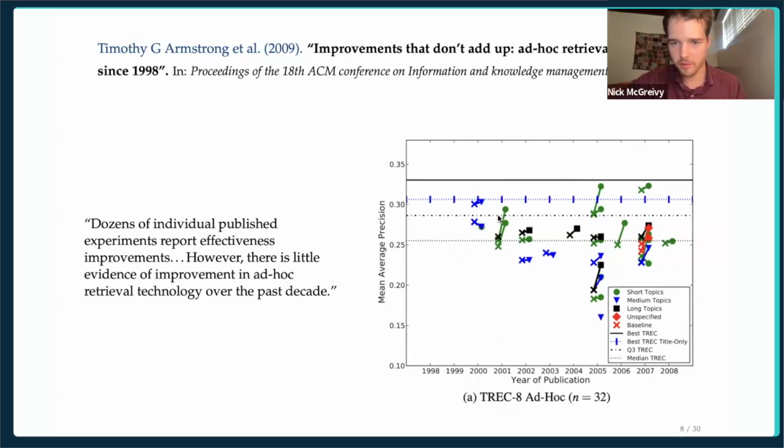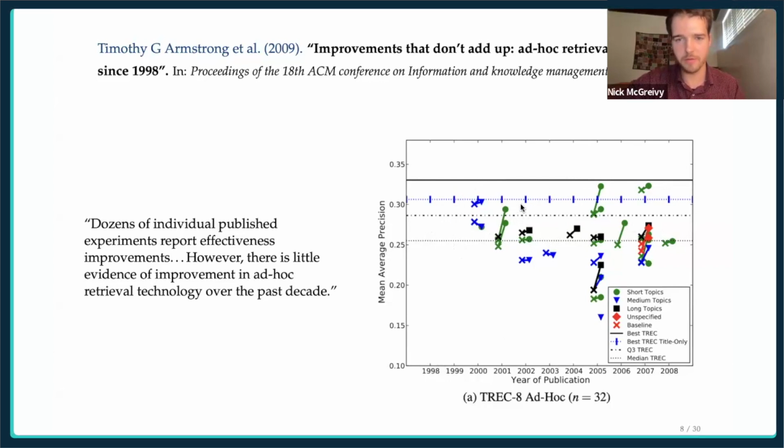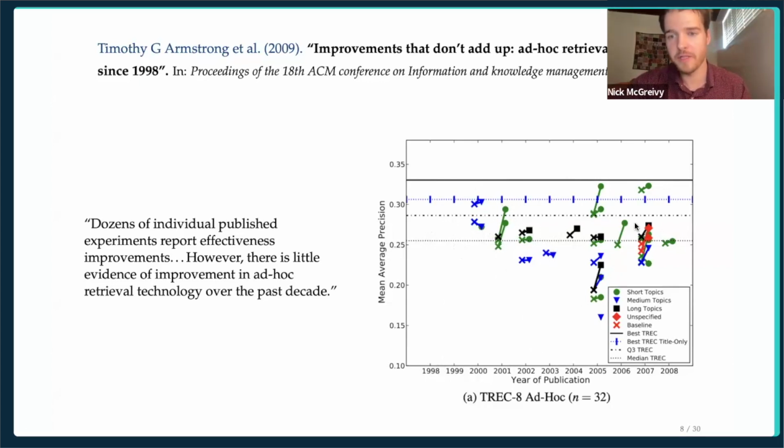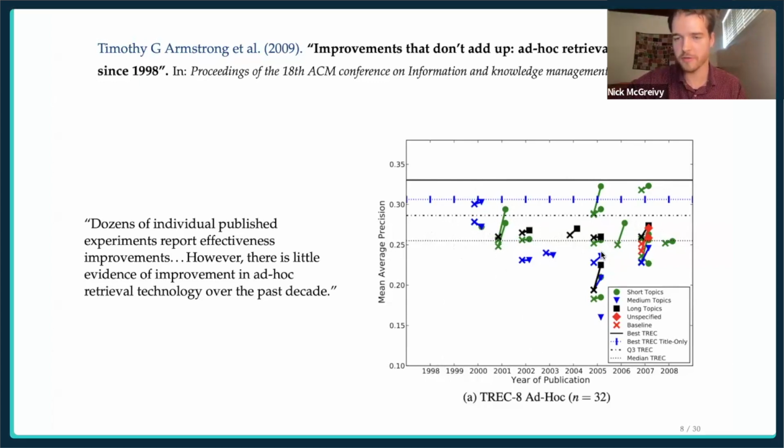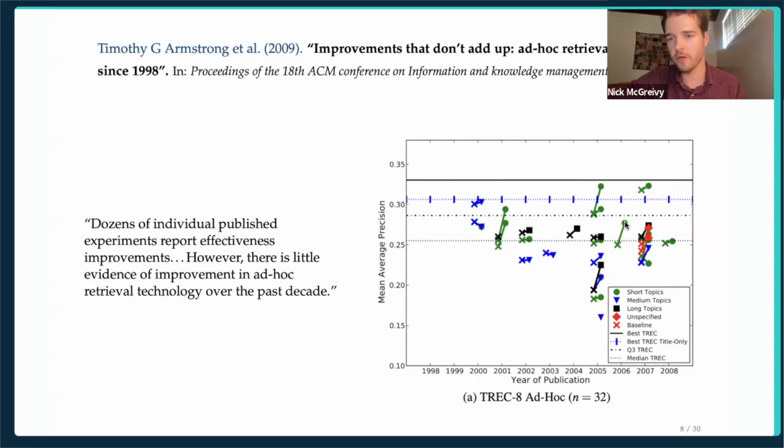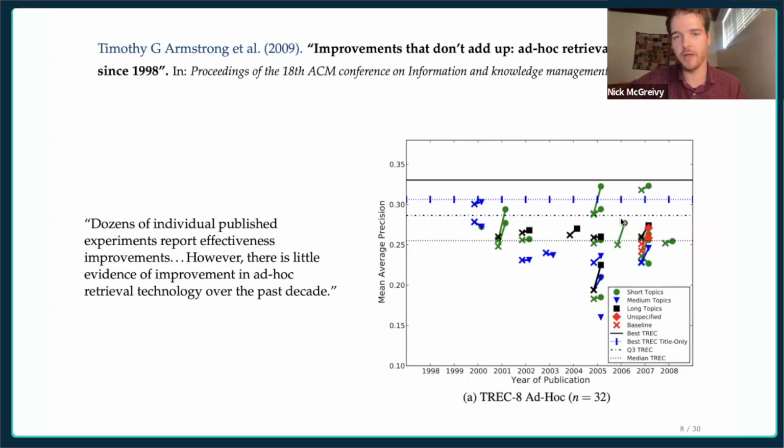Each year, as we go along the x-axis, people are publishing papers in information retrieval in these conferences and on this benchmark, and the X's are the baselines that they use, and the solid circles and squares and triangles are the results they get. And so you can see that most of these papers have an improvement over the baseline. So all these papers are saying we introduced this new method, it does better.